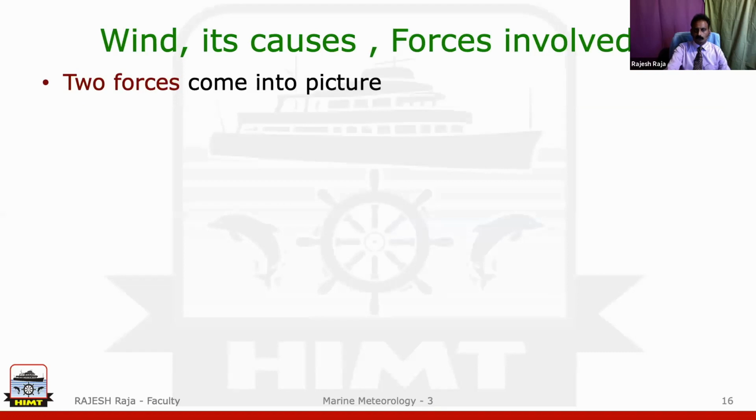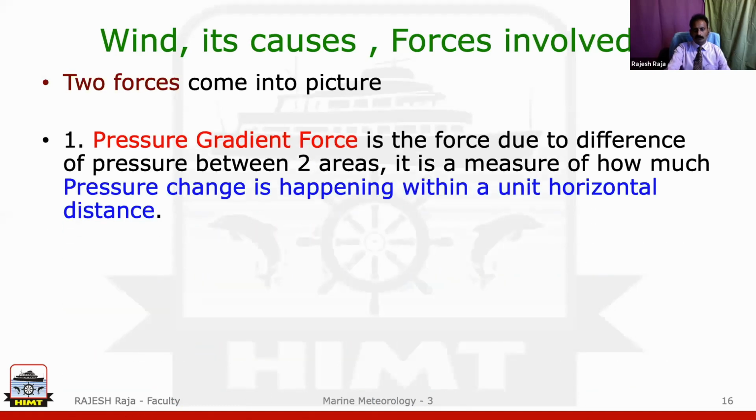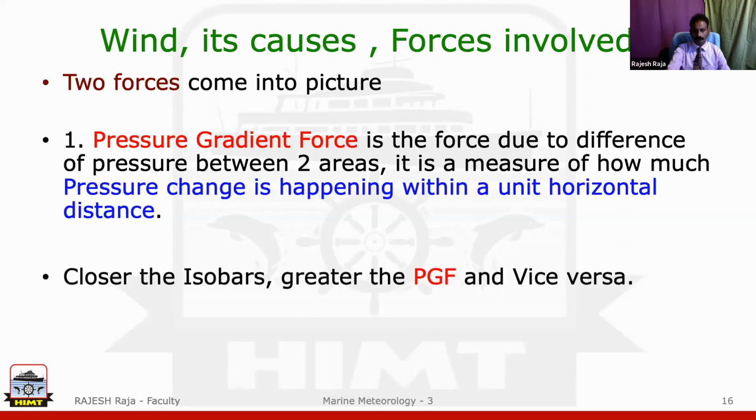Now, the forces involved. Whenever wind is there, there are two forces. The first one is called your PGF, or pressure gradient force. It is purely because of the difference of pressure between two places horizontally. Okay, just difference of pressure. That was the plain definition.